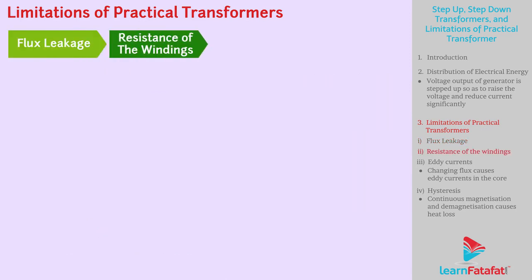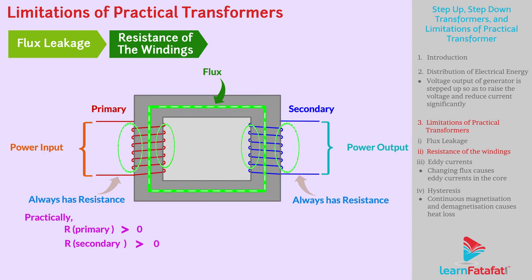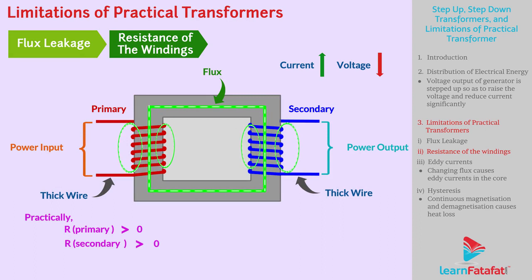Resistance of the windings. Ideally, we assume that the resistance of wire used in primary and secondary is negligible. However, there is always some finite resistance because the wire used for the windings always has some resistance. Some part of energy gets dissipated as heat loss, that is I²R. In high current, low voltage windings, these losses can be minimized by using thick wire.